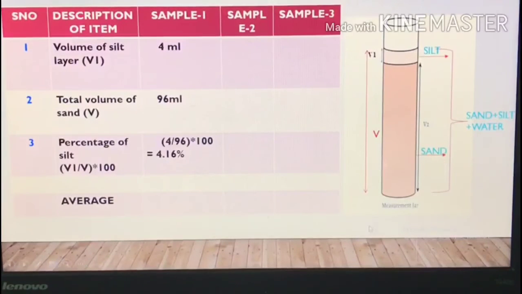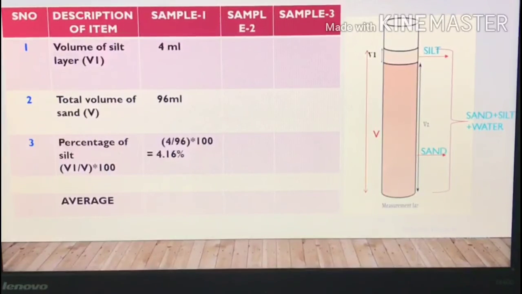Let's consider the measuring jar capacity is 200 ml. First I fill water up to 1/3 mark. After that I fill the sand above half mark. Again I fill with water up to 2/3 mark. Then I add some pinch of salt. After 3-4 hours, I observed the silt settle down over the sand.